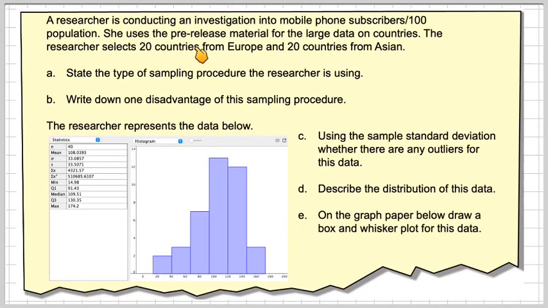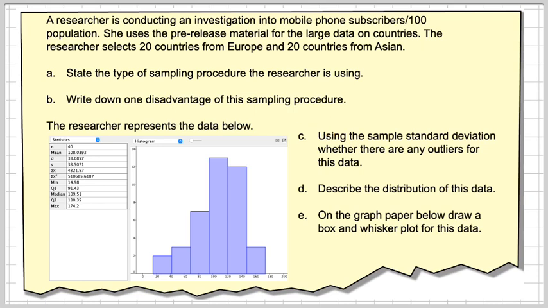A researcher is conducting an investigation into mobile phone subscribers per 100 population. She uses the pre-release material for the large data set on countries. The researcher selects 20 countries from Europe and 20 from Asia. State the type of sampling procedure the researcher is using, and write down one disadvantage of this sampling procedure.